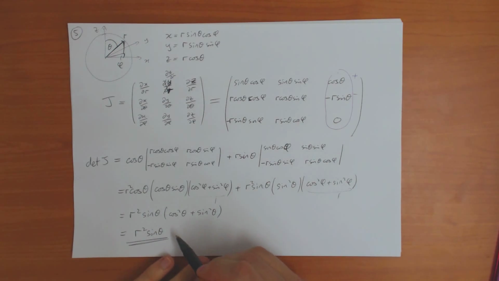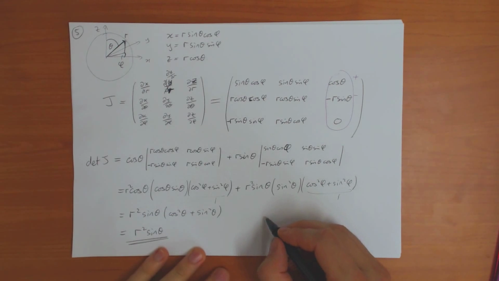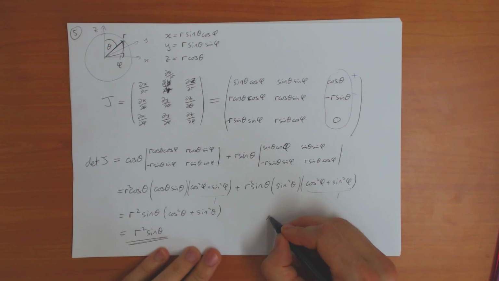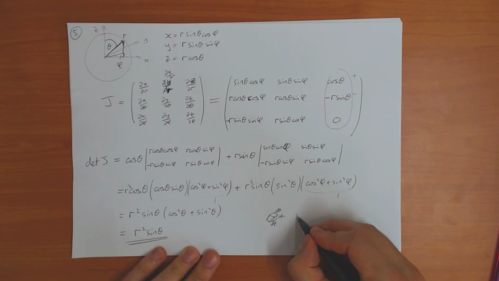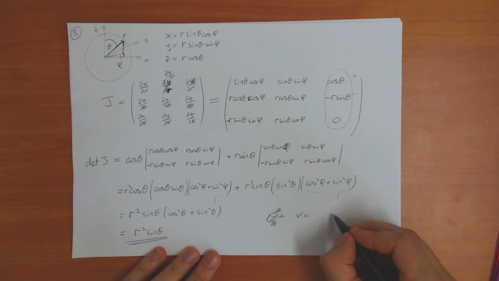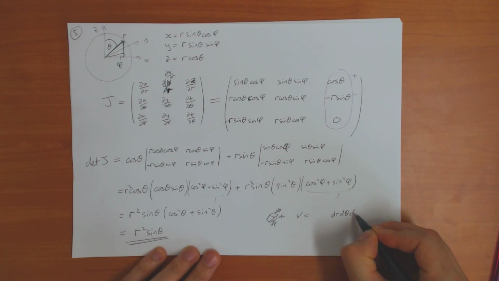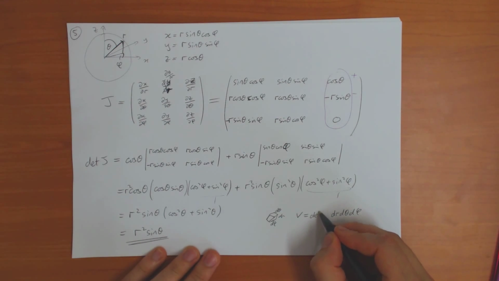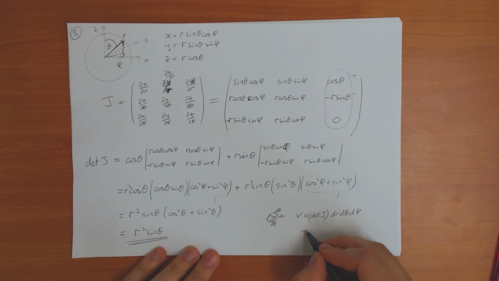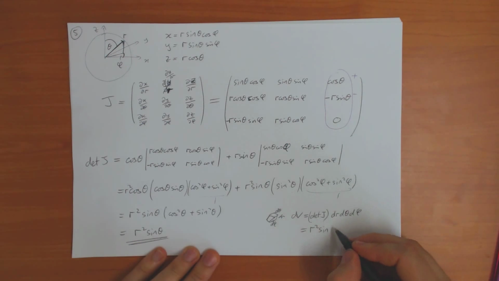So remember what this means is, how does the volume change? If I have a little cube which has the volume dr, d theta, and d phi, then the volume of this cube is equal to dr, d theta, d phi times the determinant of the Jacobian matrix. Okay, so this is r squared sine theta dr, d theta, d phi.